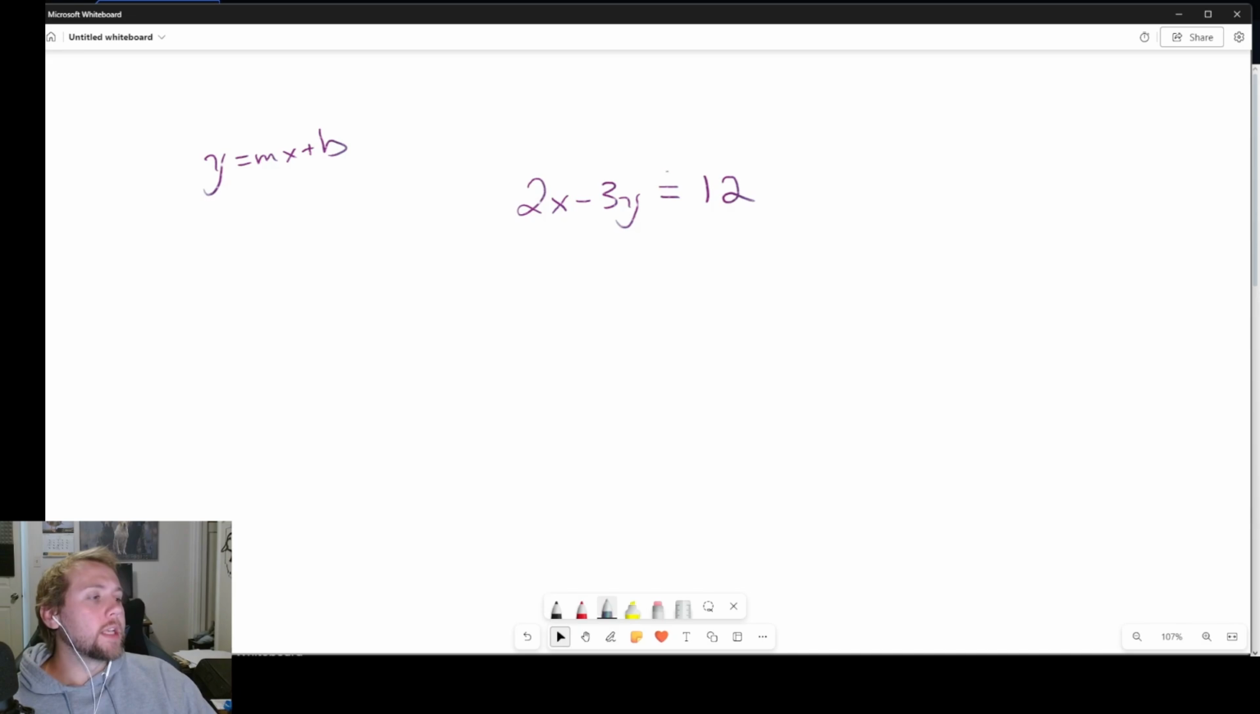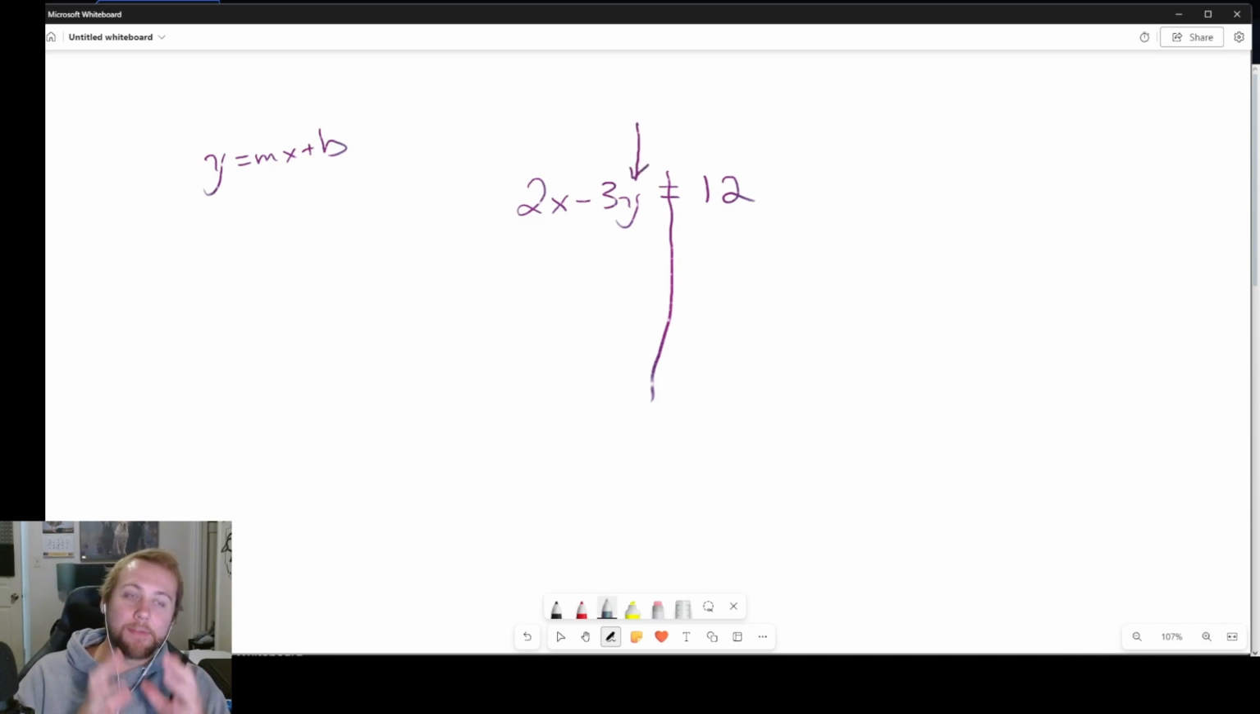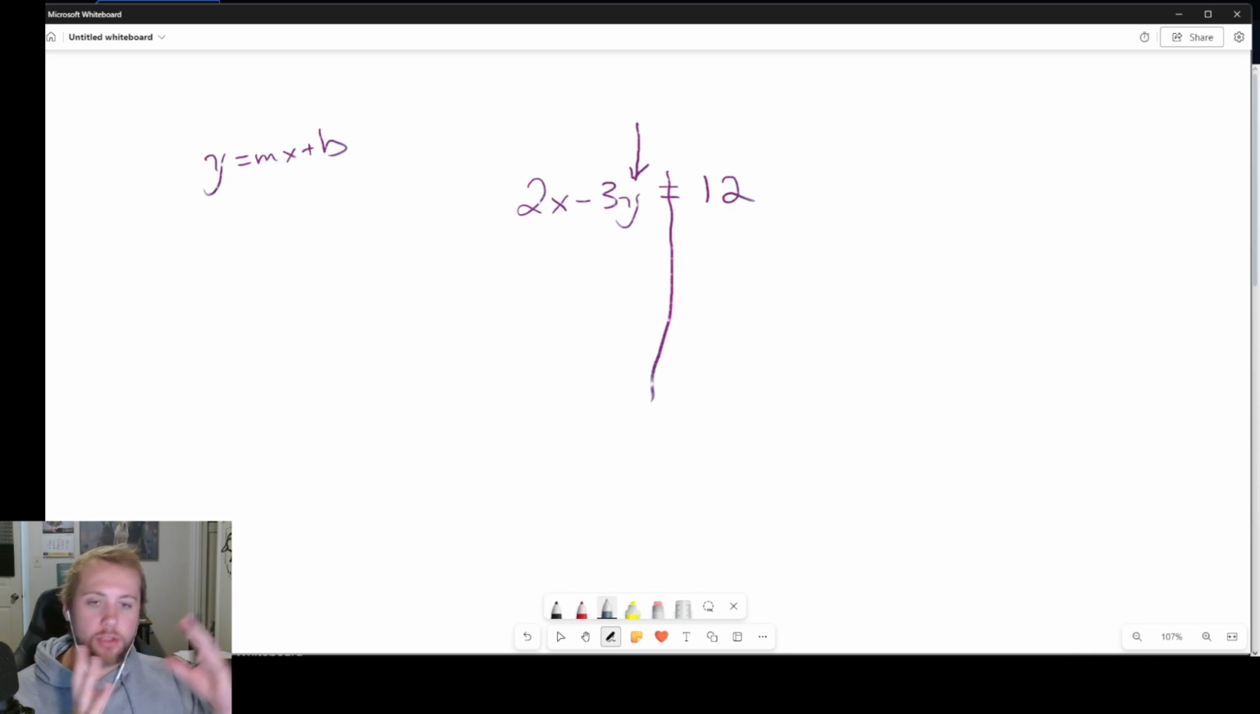Anyway, getting our variables all by themselves. To turn something into slope-intercept form, we're trying to get this y all by itself. So we're trying to get everything away from y, so it's all by itself. I'm going to work like we just did, outside in. So I'm going to get rid of this 2x to start. To get rid of a 2x, I'm going to subtract 2x.